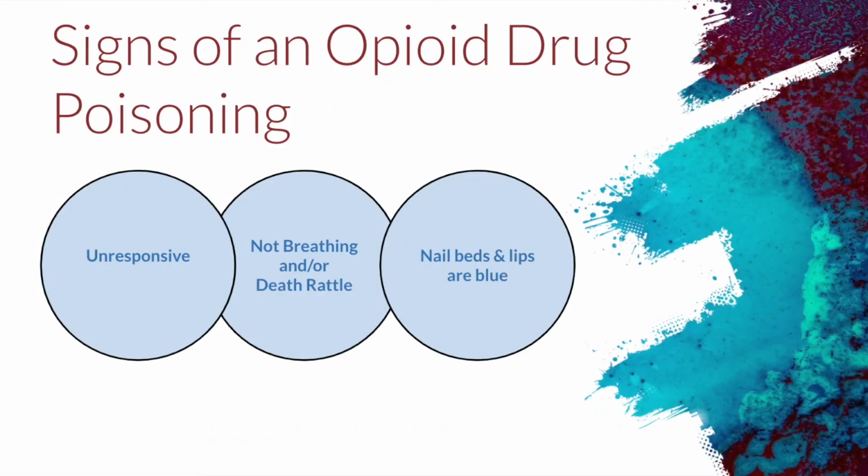Before we get into how to respond if someone is in the event of an overdose, we'll go over a little bit about the signs of an opioid drug poisoning. Oftentimes, the person will be unresponsive, they may not be breathing and/or have what's commonly known as a death rattle, and their nail beds and lips are blue. It is always important to keep these symptoms in mind so you can help someone in the event of an opioid drug poisoning.